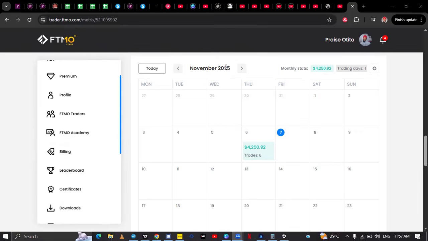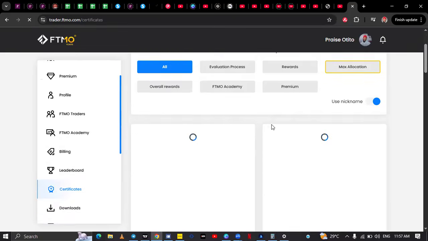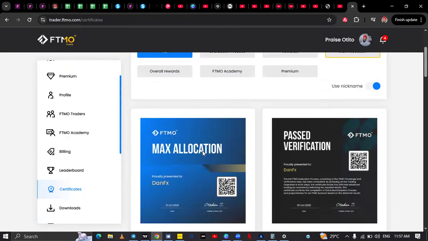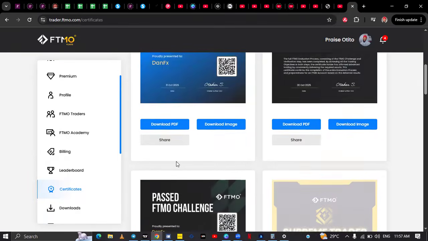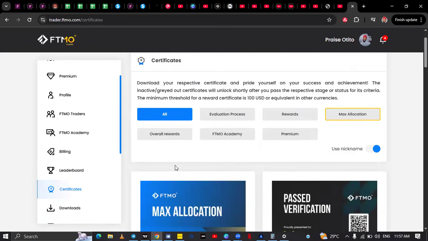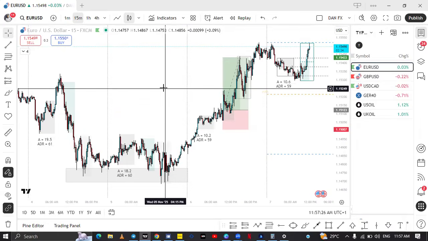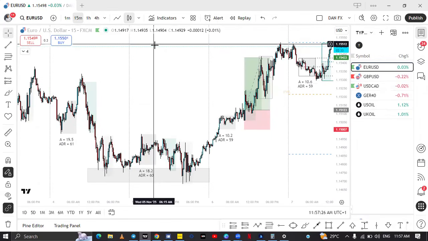In case you're wondering, this is not the challenge phase. I've already passed the challenge phase. So if you go here on certificates, you're gonna see I already got max allocation. We've passed the first phase, passed the second phase, and got max allocation. So funded $400,000. I'm going to be showing you how I was able to do that. This is the exact setup that I use to pass this account.